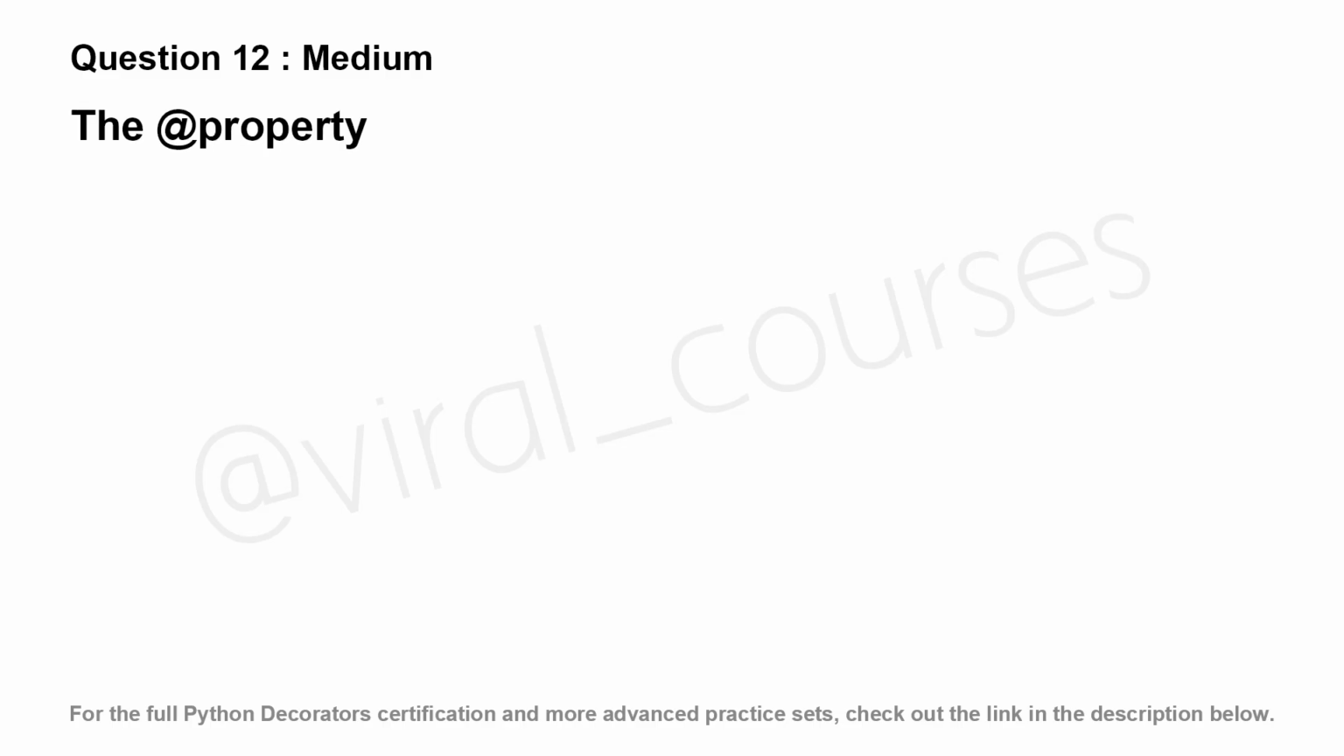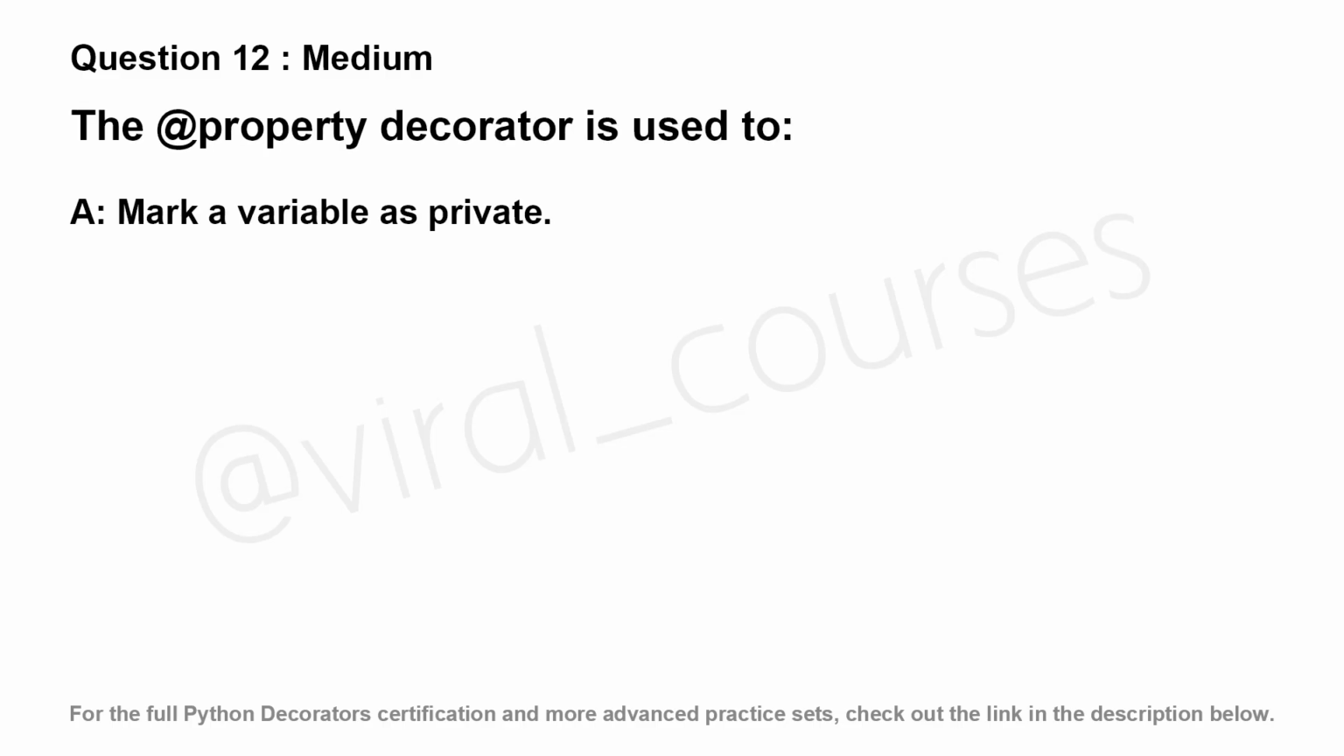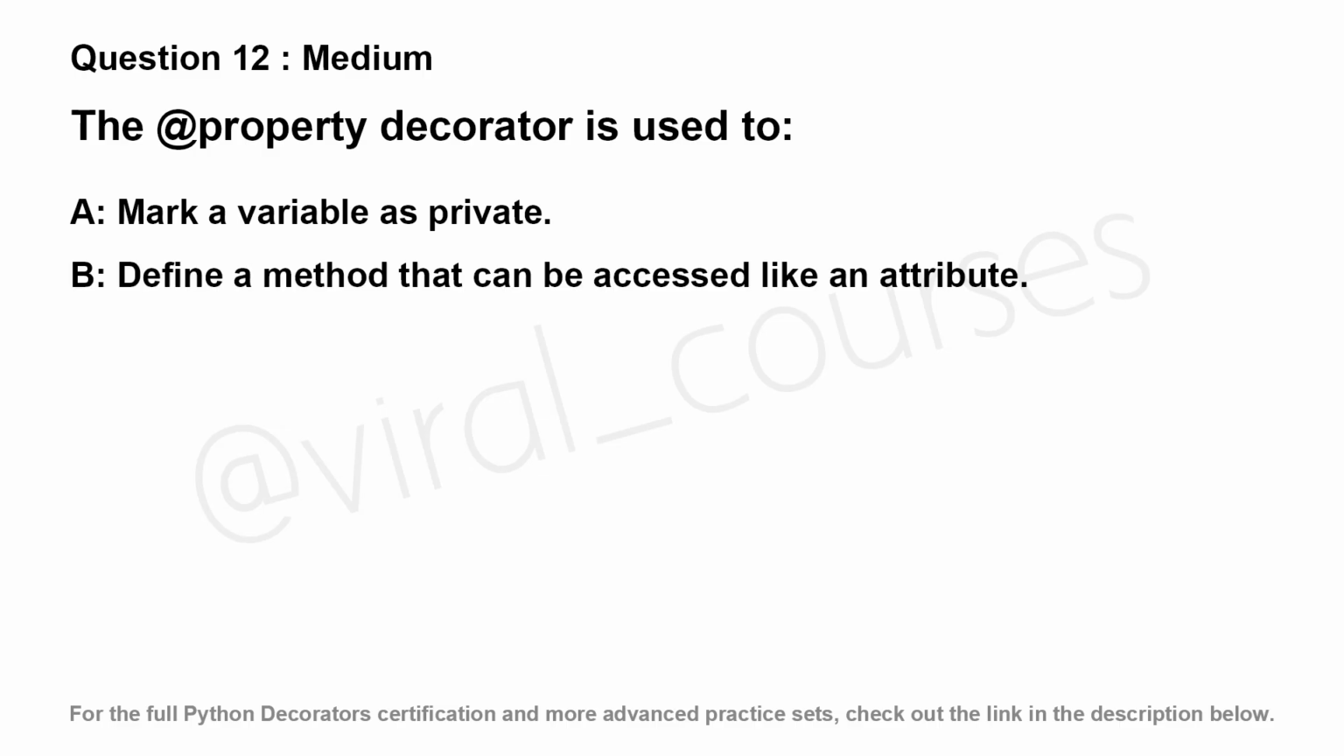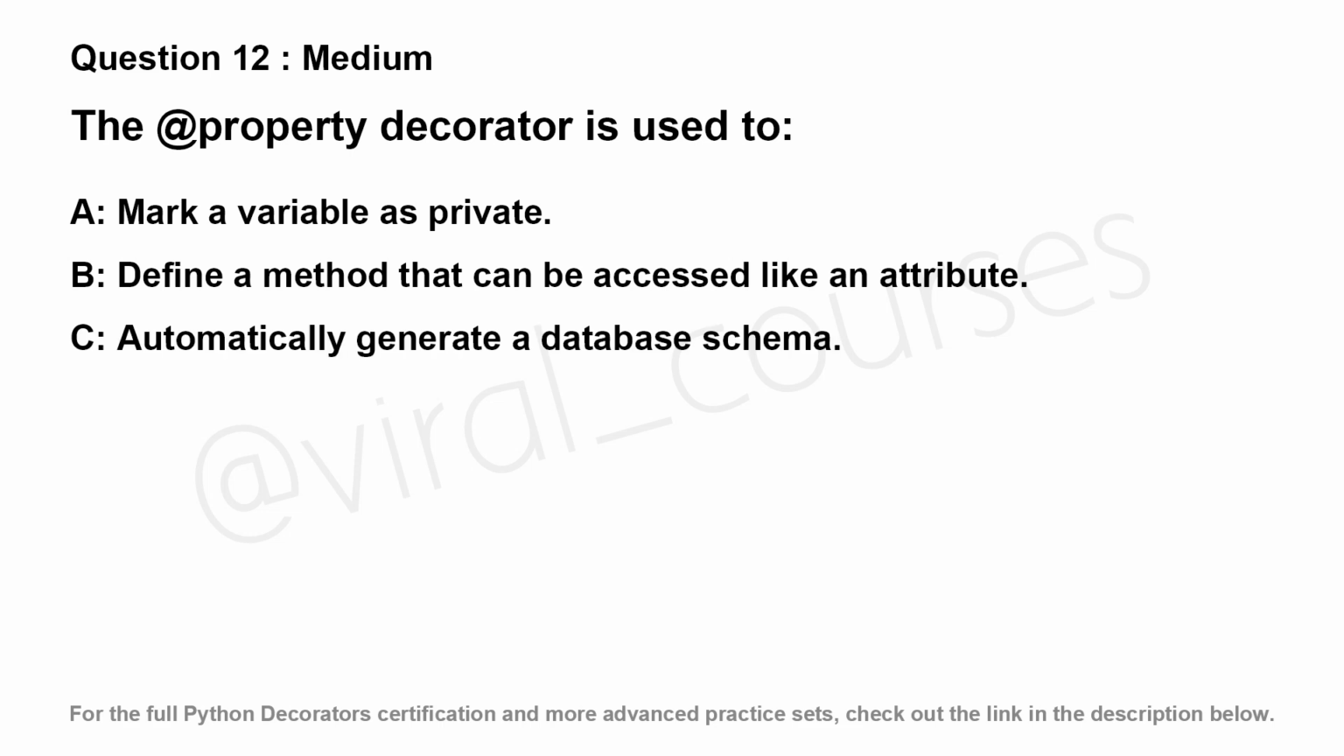The @property decorator is used to: Option A. Mark a variable as private. Option B. Define a method that can be accessed like an attribute. Option C. Automatically generate a database schema. Option D. Make a function run only once.